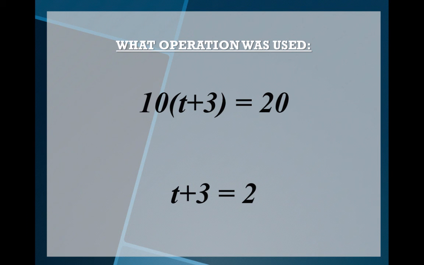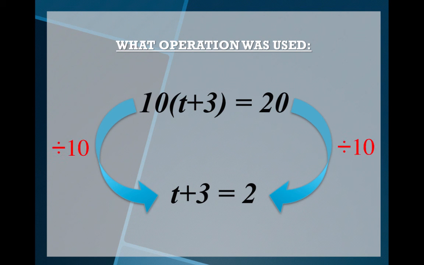Let's try one last example. What operation was used in these two equations? Well, 10 brackets t plus 3, remember we read that as 10 times t plus 3 equals 20, and t plus 3 equals 2. So what did I do to both? Do you think I subtracted by 10? Well, that wouldn't work for the right-hand side. What do you think? Oh, you're too clever. You worked out that it's divide by 10 on both sides. The left-hand side, the 10 disappears, and the right-hand side, 20 divided by 10, gives us 2.